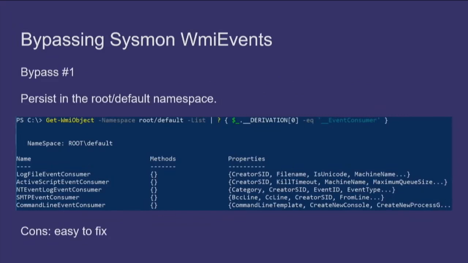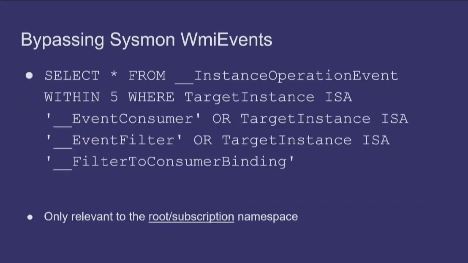So I know from previous experience that it's not just the root subscription namespace that these WMI persistence artifacts actually live in. They also live in the root default namespace. So Microsoft, the developers of Sysmon, just happened to neglect this one. Fortunately, that will be a really easy fix for them to implement. They would just put this same event query and bind it to the root default namespace.